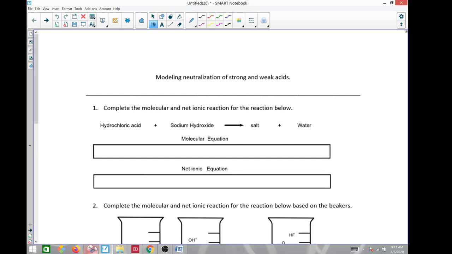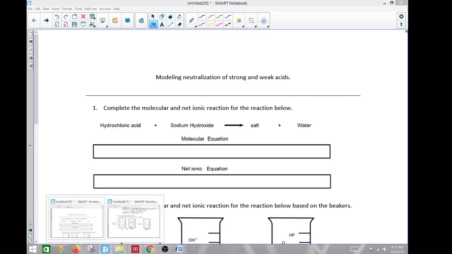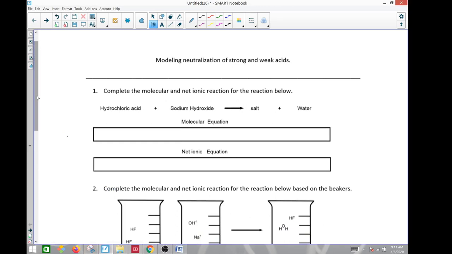We're going to do a little video here on an answer key to modeling neutralization reactions involving weak acids. So there's a couple little wrinkles here, and once you see these wrinkles, they aren't so bad. Either way, complete the molecular and net ionic equations for the reactions below.